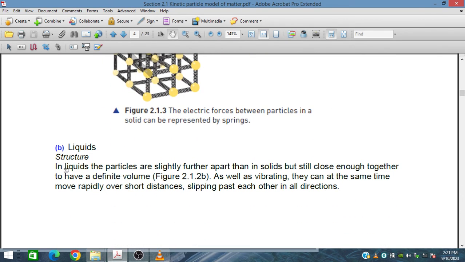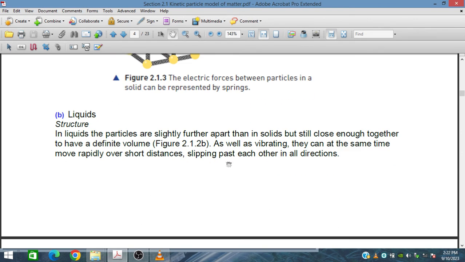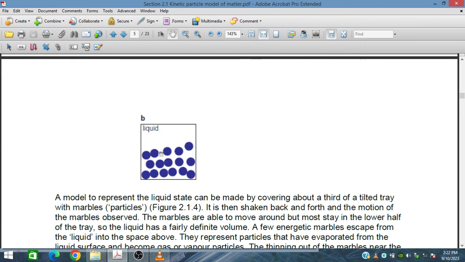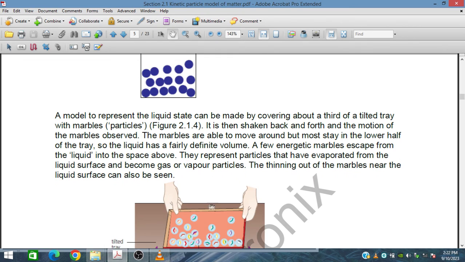In the liquid state, the particles are slightly further apart than in a solid, but still close enough together to have a definite volume. As a result, as well as vibrating, they can at the same time move rapidly over short distances, slipping past each other in all directions. So this is the liquid arrangement. A model can represent this kind of arrangement. This analogy can be used.